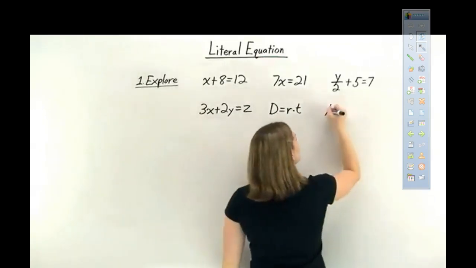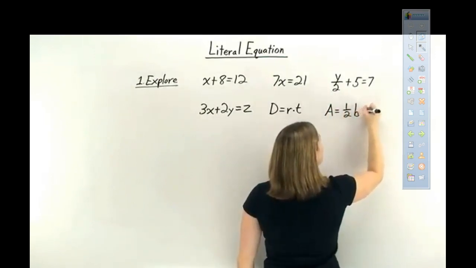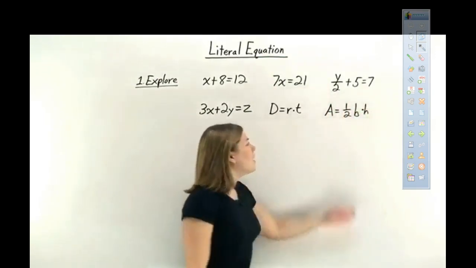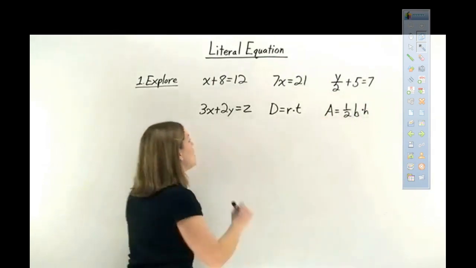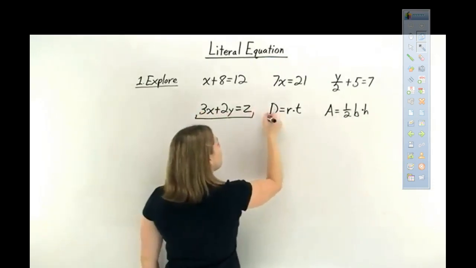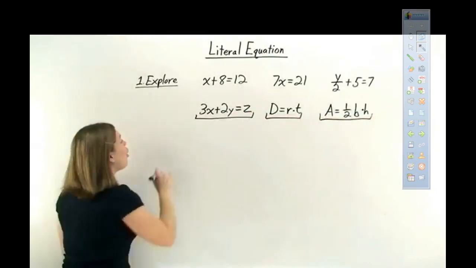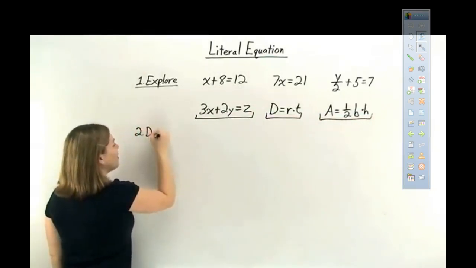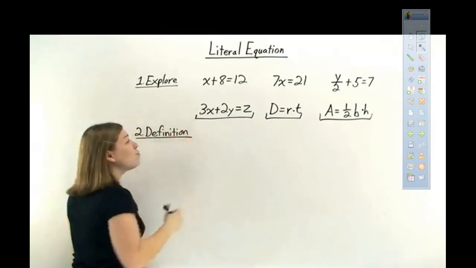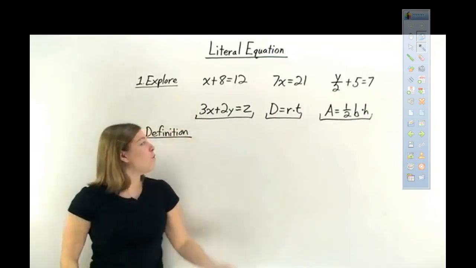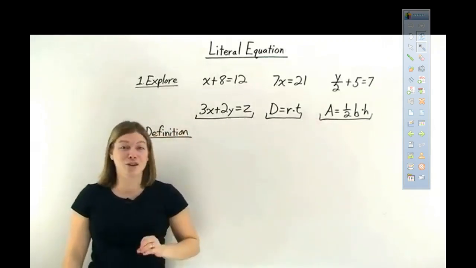Or what if we had something like this? A equals 1/2 times b times h. Here again, we have more than one variable. Now, each of these equations that has more than one variable gets a special name. These equations are called literal equations. There you go. A literal equation is an equation that has more than one variable. So, each of these equations that has more than one variable is called a literal equation.